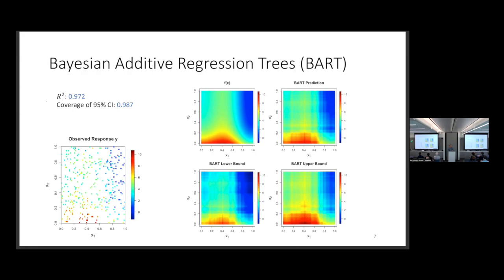And then I'm also giving R squared as a measure of accuracy of how well the posterior mean predicts the actual mean function. So, 97% R squared here.